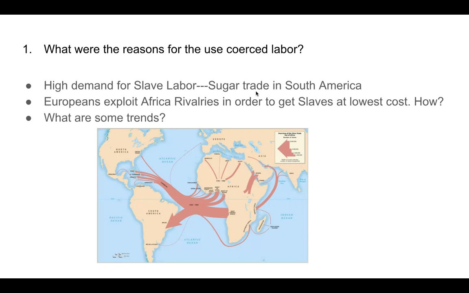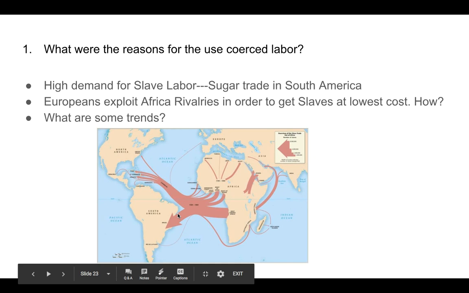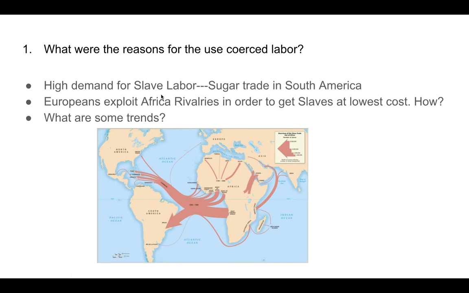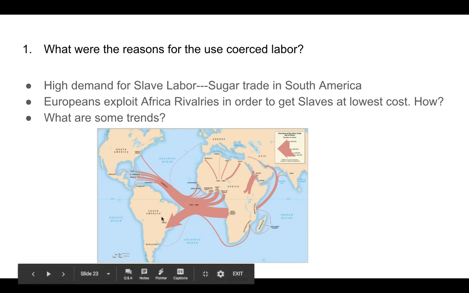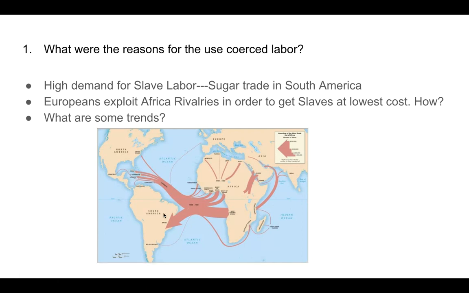So what were the reasons for the use of coerced labor? A couple of things you want to look at: the high demand for slave labor was the sugar trade in South America, right? Remember, there's a high demand for slave labor specifically because of the Great Dying, right? They typically needed some of the slaves from West Africa to come over as a result of the male population that was dying from disease, right?